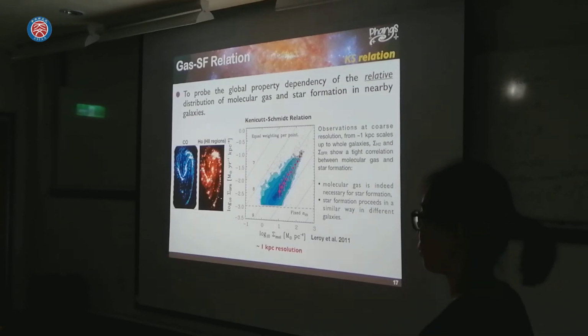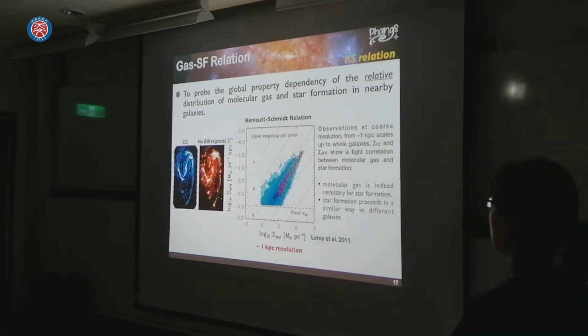And the most direct or common way to compare CO and H alpha or other star formation tracers is calculating the molecular gas mass surface density from CO maps and the star formation rate surface density from H alpha maps or infrared maps.